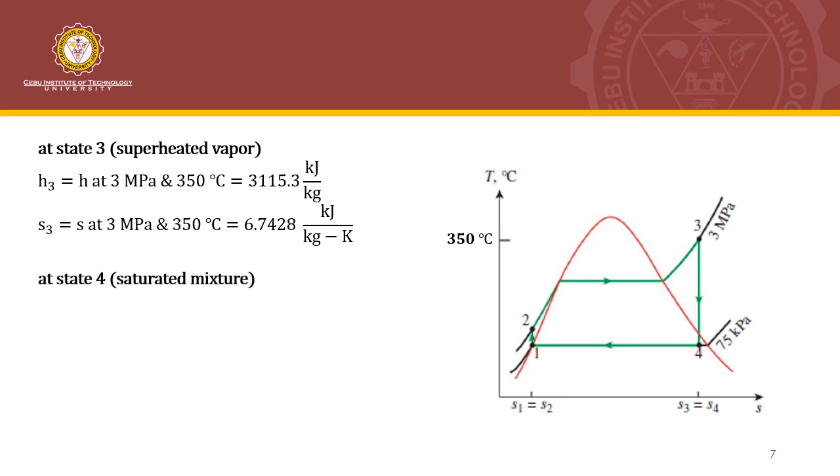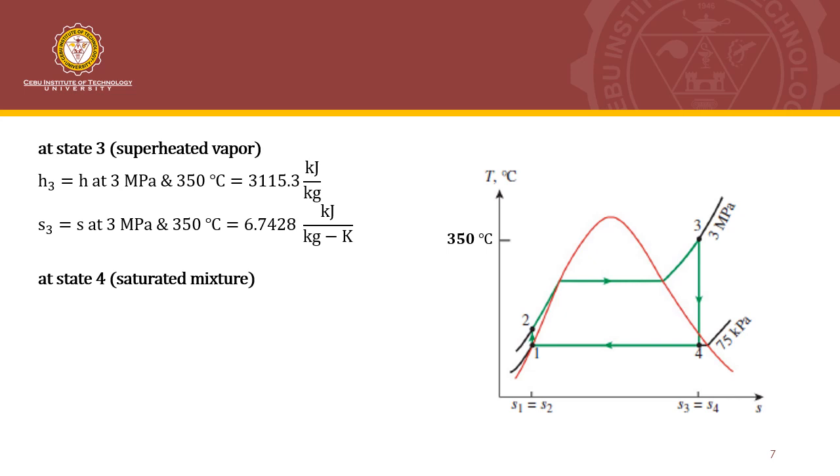Now we will proceed with state 4. State 4 is in a saturated mixture region because it is somewhere between the saturation curve or saturation line. So if it is here in between, it is considered a saturated mixture or a two-phase substance.